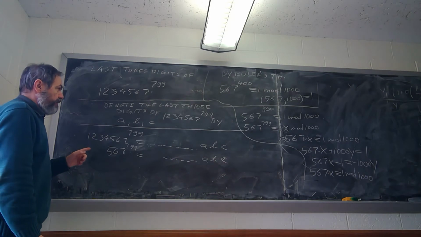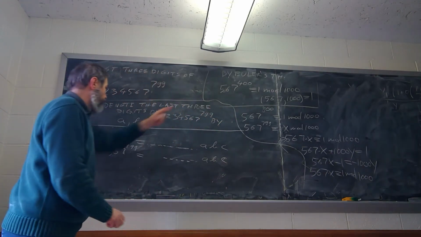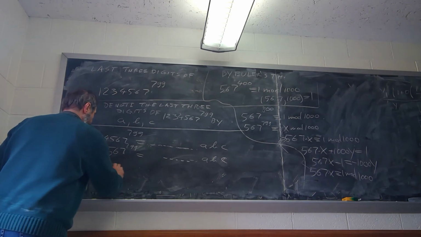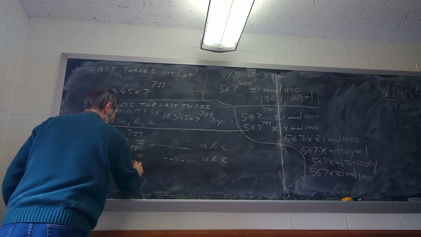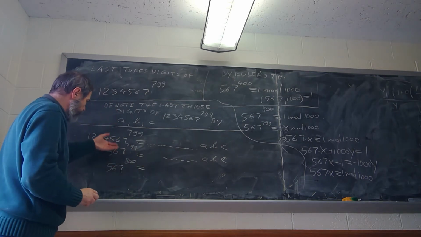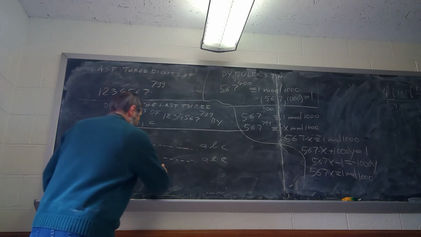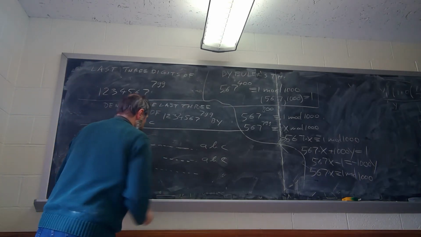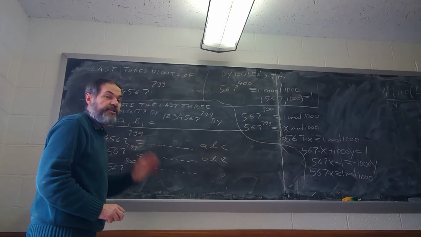And one more thing we know, this time from Euler's theorem, is that 567 to the 800 is a number larger than this. It's obtained from this number by multiplying by 567. It's a bit larger. I know the last 3 digits. They are 001.